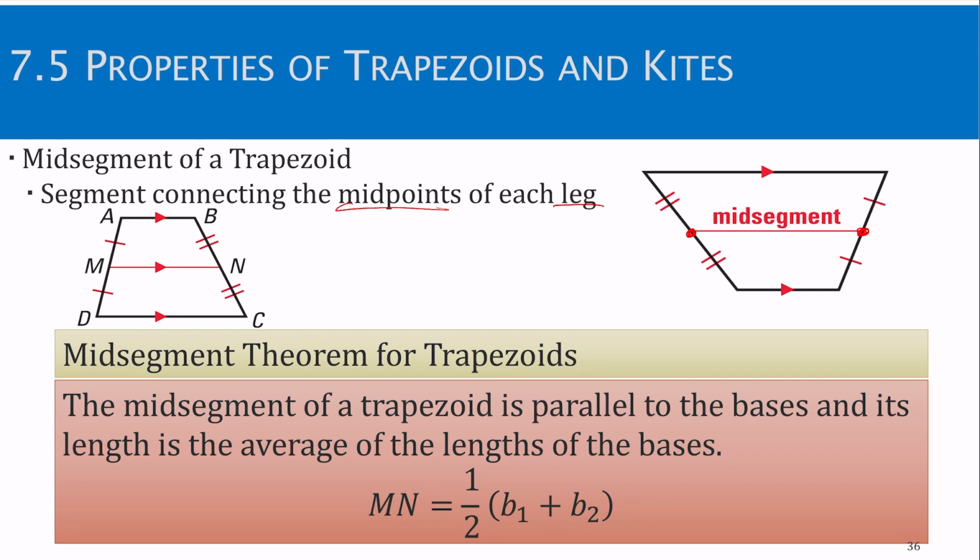The mid-segment theorem says the mid-segment of a trapezoid is parallel to the bases. Mid-segment is parallel to the bases. And its length is the average of the lengths of the bases. That's 1/2 (B1 plus B2). That's similar to the mid-segment of a triangle, which we said was parallel to the other side and half the length. Same idea, it's parallel and halfway in between the other two.